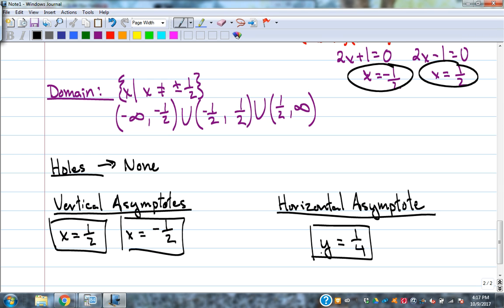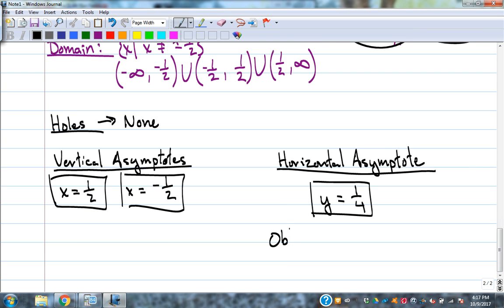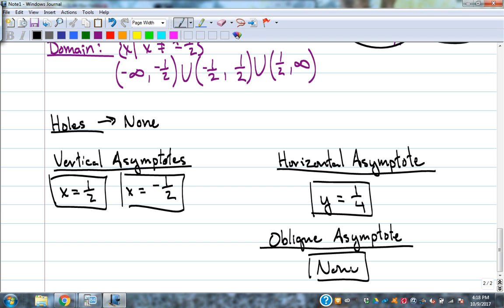Because we have a horizontal asymptote, what do we know about the oblique asymptotes? Can't have them. So we just say oblique asymptote: none. Can't have those. Okay. So there we have found the vertical asymptotes, the horizontal asymptote, and then we know that it doesn't have an oblique if it has a horizontal. Okay. Found the domain for that as well.